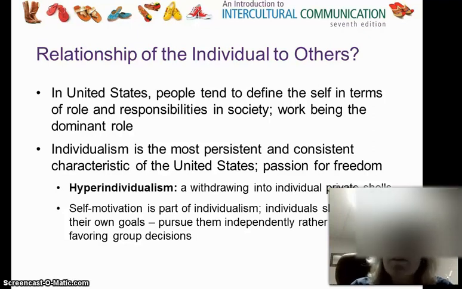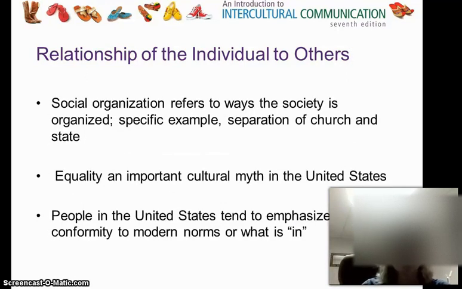Self-motivation is part of individualism. Individuals should set their own goals, pursue them independently rather than favor group decisions. That's an element of the U.S. culture. Again, hyper-individualism. We're concerned about ourselves. We should set our own goals, pursue them independently rather than favoring group decisions. Remember, individualist, collectivist cultures. We're individualist. Relationship of individuals to others. Social organization refers to the way society is organized.